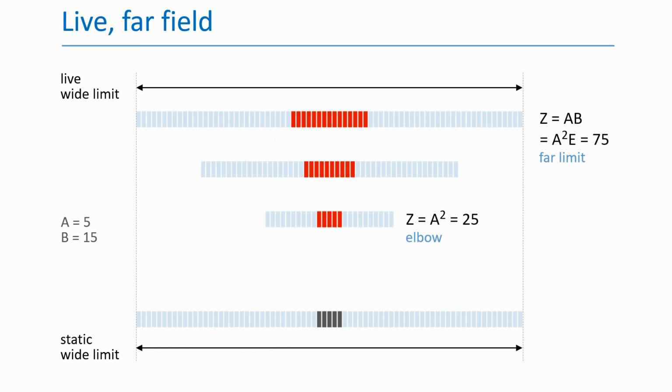Continuing, we can view the far limit in spatial terms. As before, the critical plane occurs when two features are the same size. Here we see that at the far limit, the live wide limit is as wide as the static wide limit.